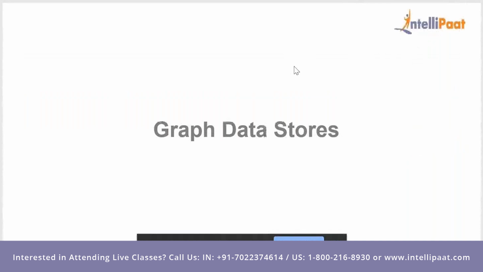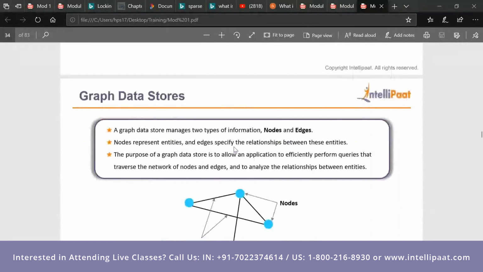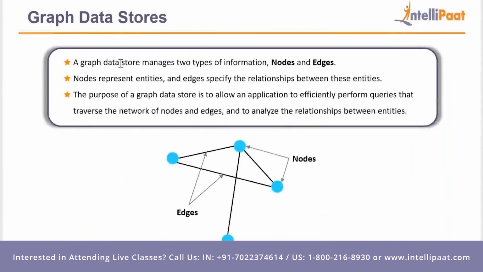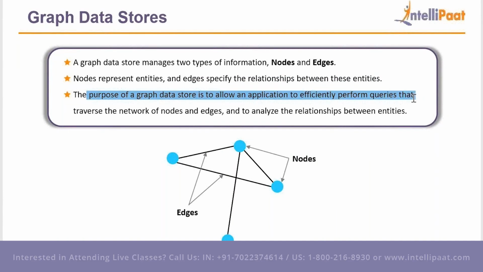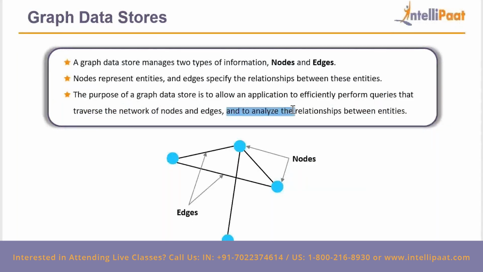Next is the graph data store. This is an interesting one. A graph data store manages two types of information, nodes and edges. So you see there are nodes and then there are edges which are connecting these nodes. Nodes represent entities and edges specify the relationship between two entities. The purpose of a graph data store is to allow an application to efficiently perform queries that traverse the network of nodes and edges and to analyze the relationship between the entities.